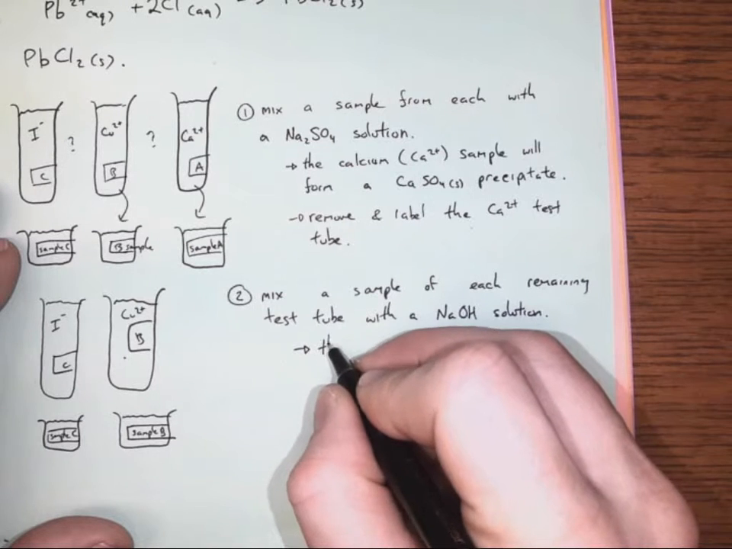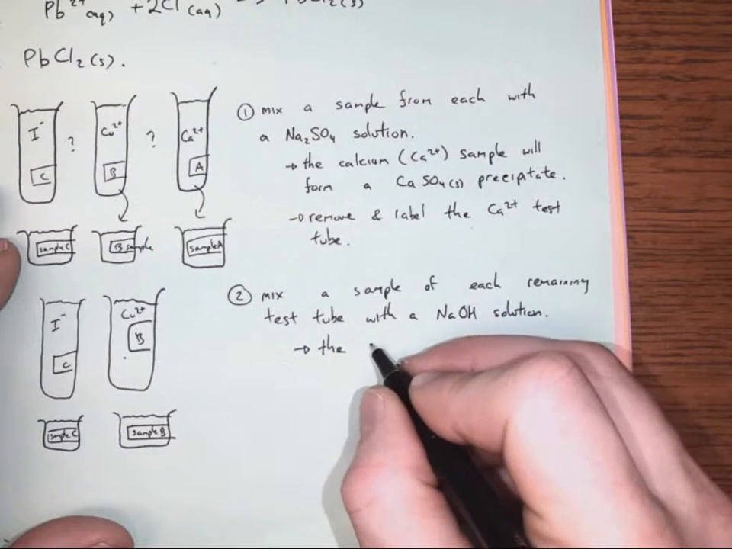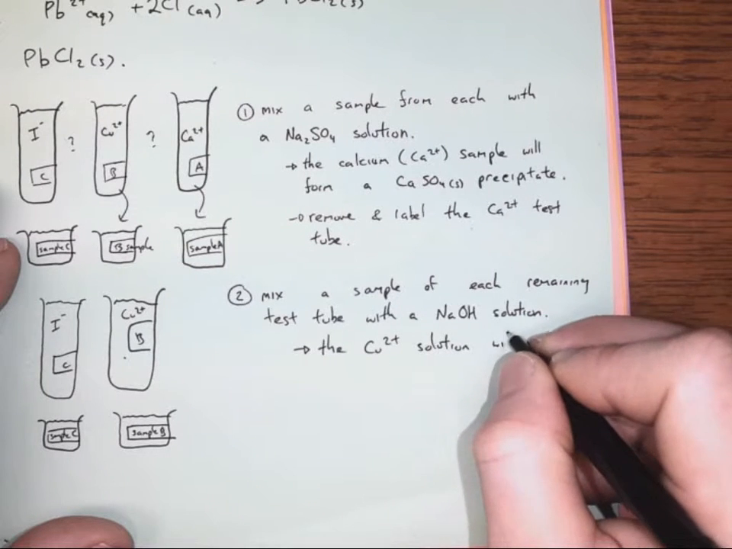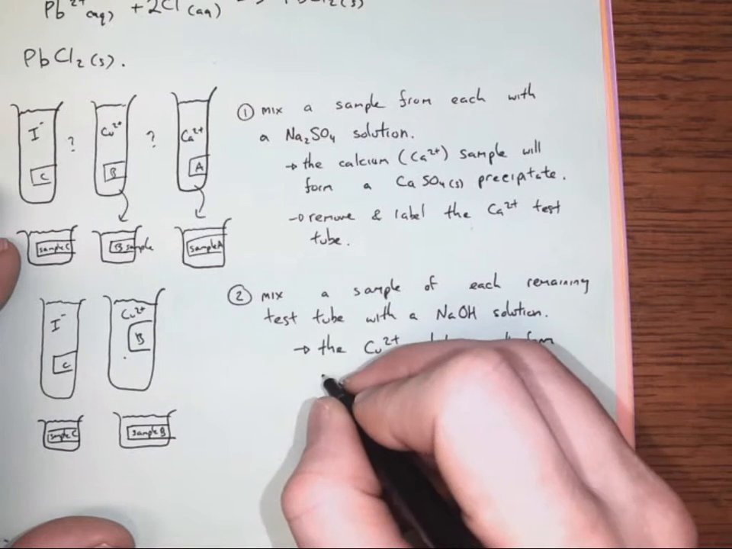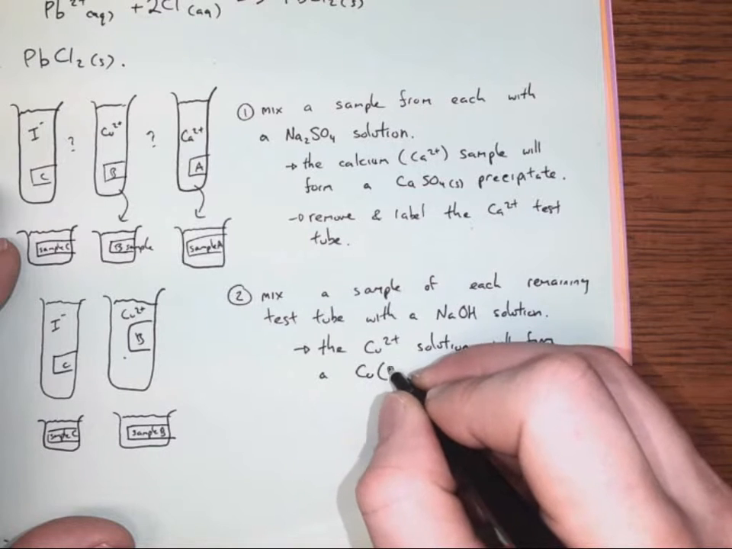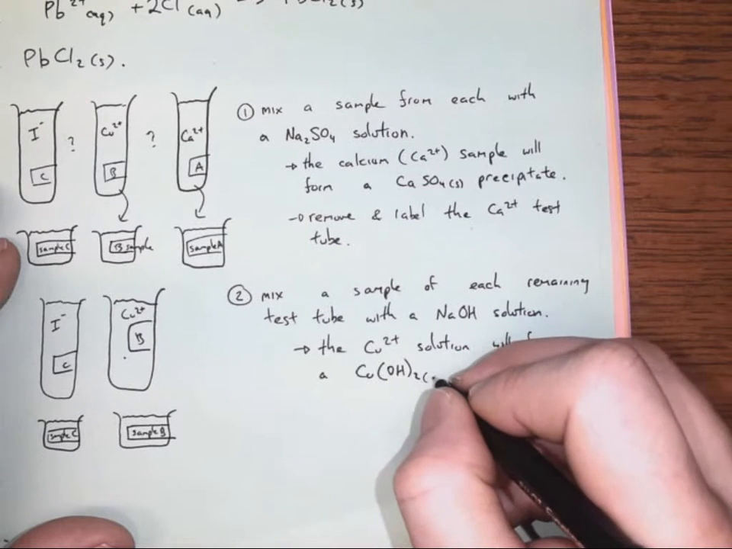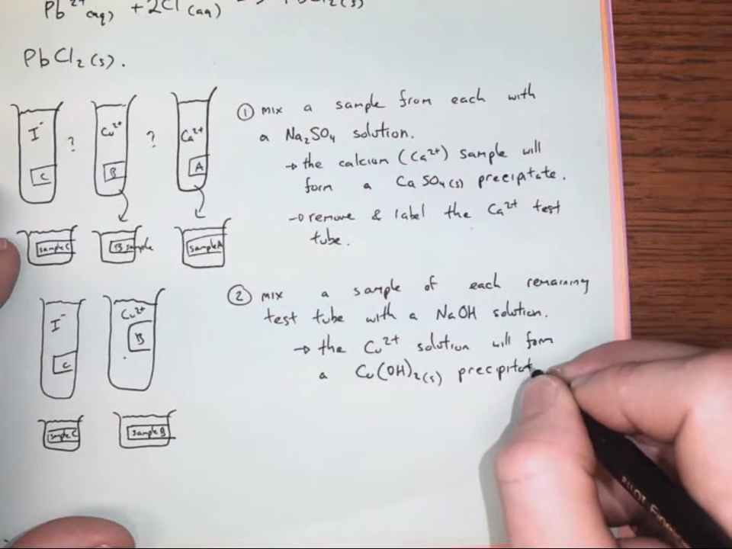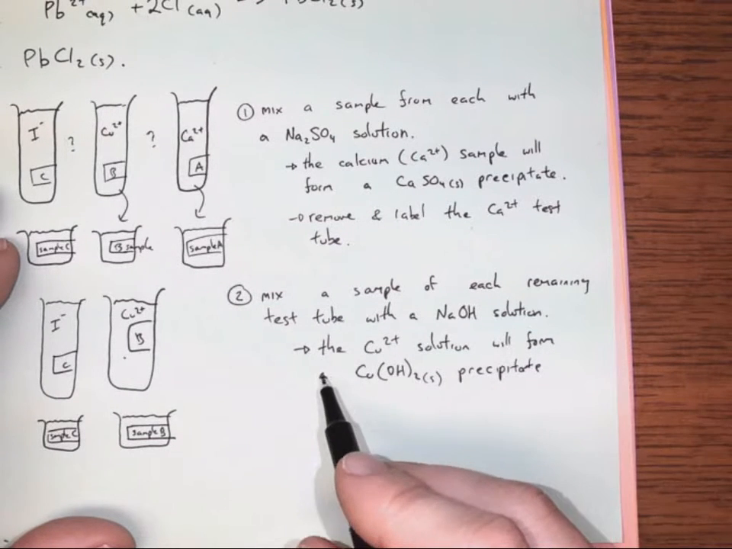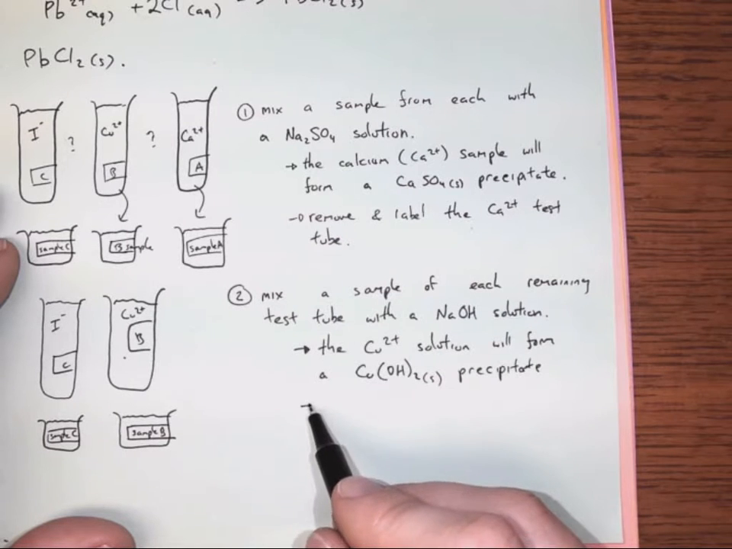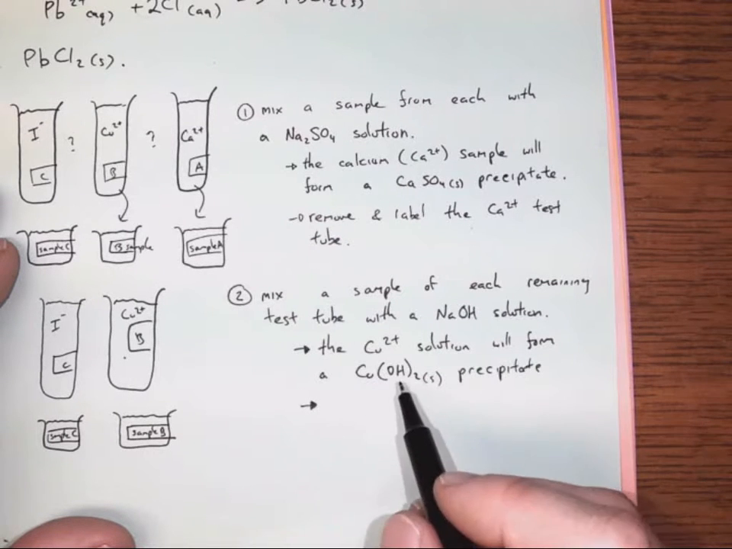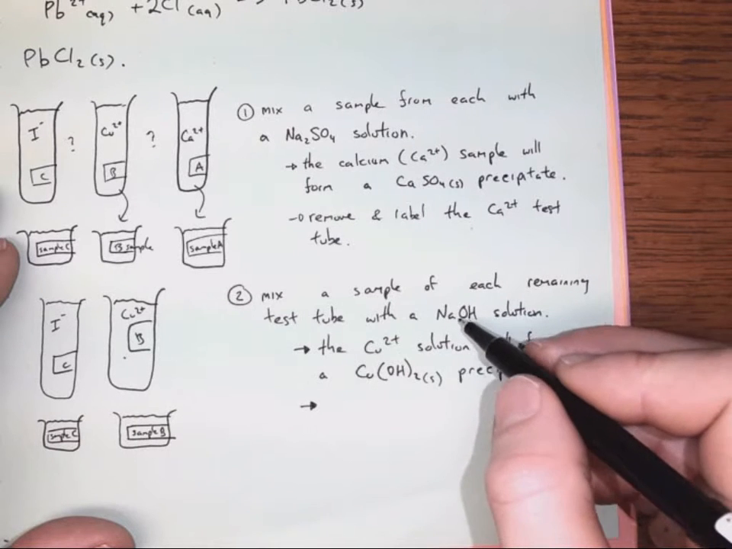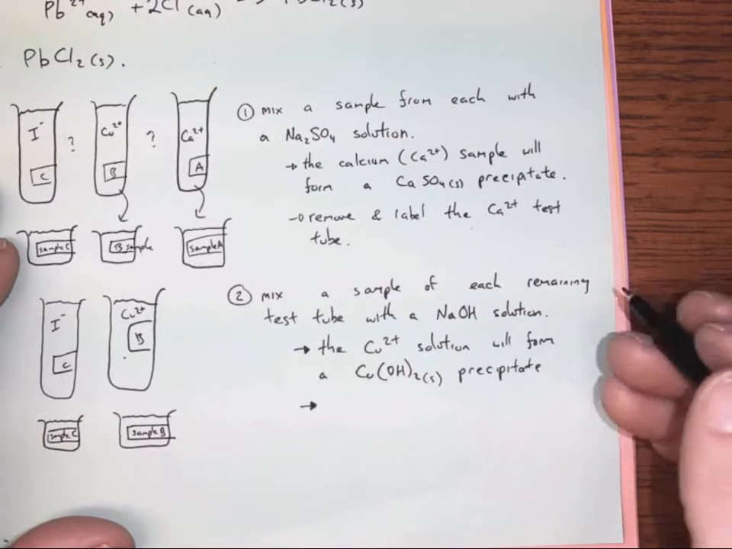So the copper 2 plus solution will form a copper hydroxide solid precipitate, just like in Howe Sound at Britannia. They had hydroxide, right? They used calcium hydroxide, the same principle.